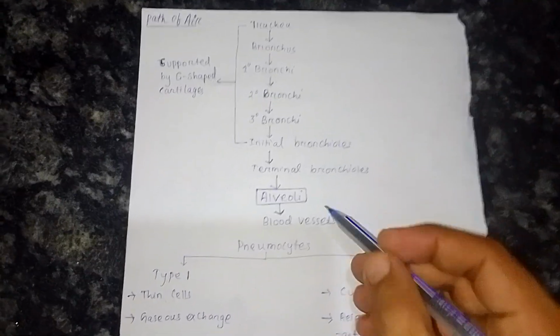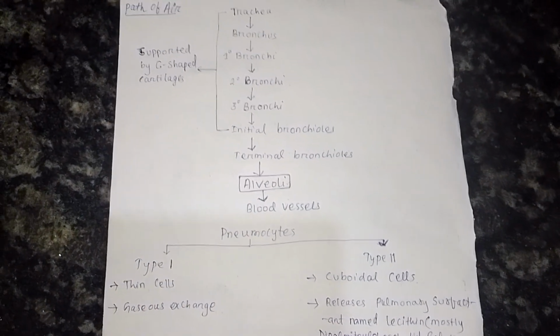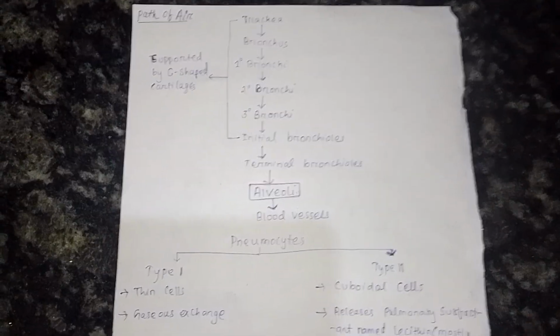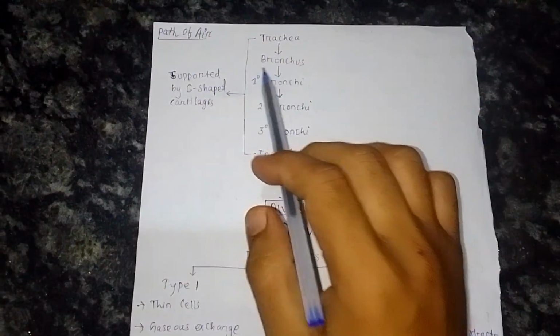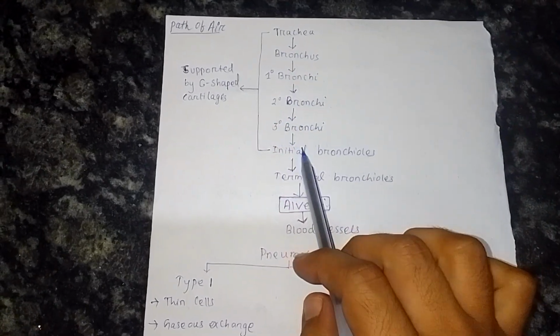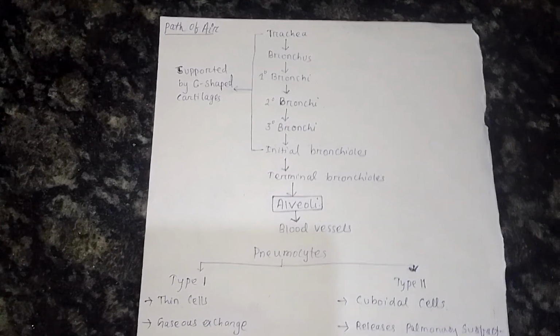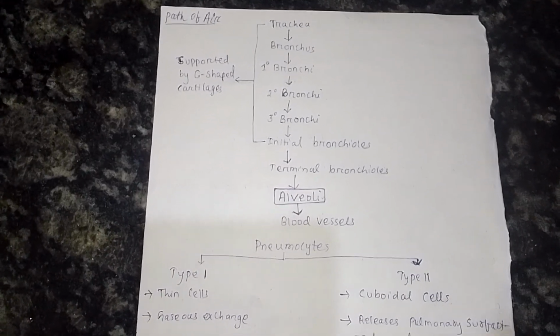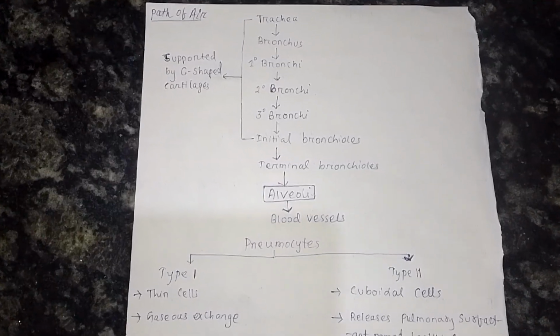This diffusion is based simply on the concentration gradient or the partial pressures of the gases, oxygen and carbon dioxide. And the tubes from the trachea to the initial bronchioles are supported by incomplete cartilages or C-shaped cartilages, which provide them support so that the trachea does not collapse.